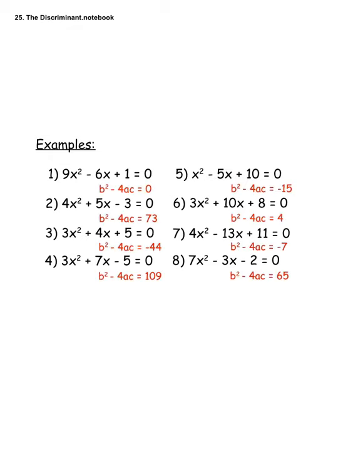Okay, so your answers are as follows. For number 1, the discriminant is equal to 0, so there are 2 real and equal roots. Number 2, the discriminant is 73, so there are 2 real and distinct roots. Number 3, the discriminant is negative 44, so we've got no real roots there. Number 4, the discriminant is 109, so we've got 2 real and distinct roots. Number 5, the discriminant is negative 15, so no real roots there. Number 6, the discriminant is 4, so we've got 2 real and distinct roots. Number 7, the discriminant is negative 7, so we've got no real roots there. And number 8, the discriminant is 65, so we've got 2 real and distinct roots.